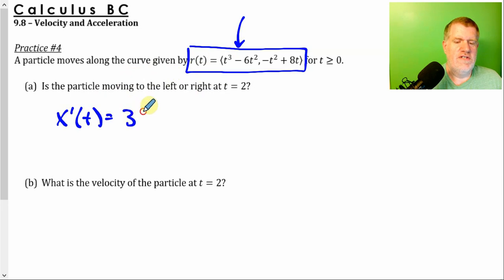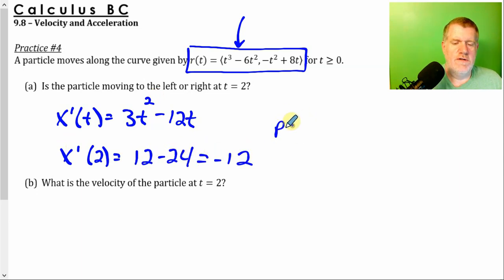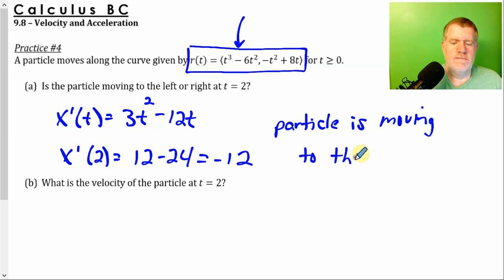So this is 3t minus 12t. I'm sorry, 3t squared. So if I plug in 2, I get 12 minus 24. I get negative 12. That means the particle is moving to the left. All right. Good. So I'll fix that one because I didn't write that really well.